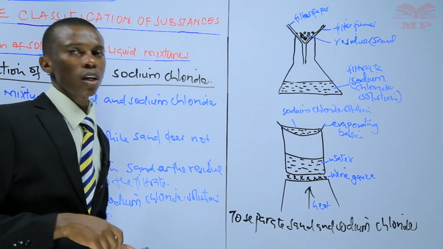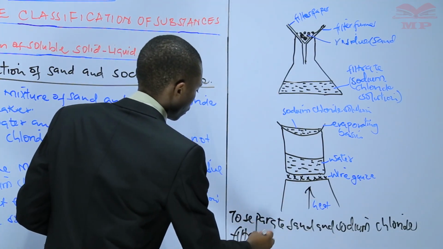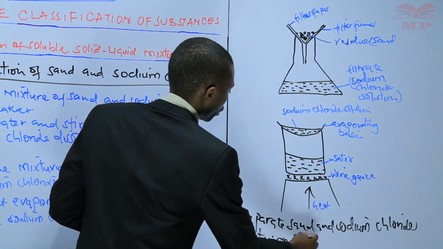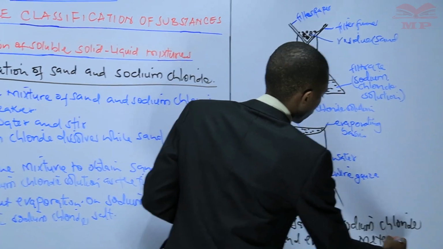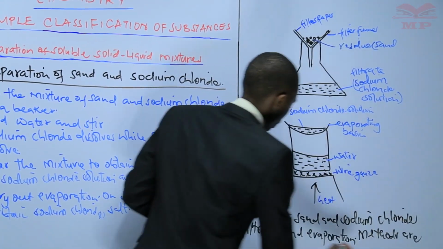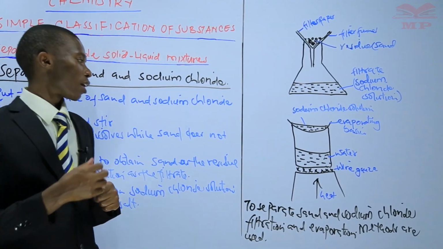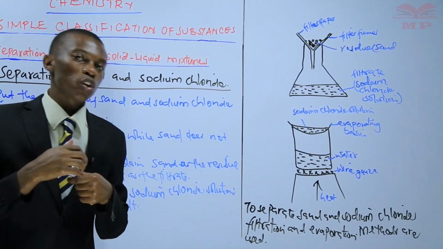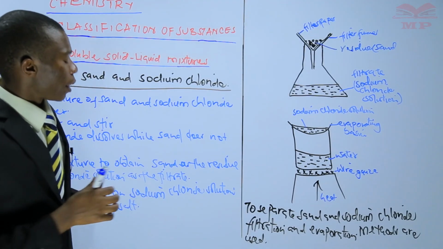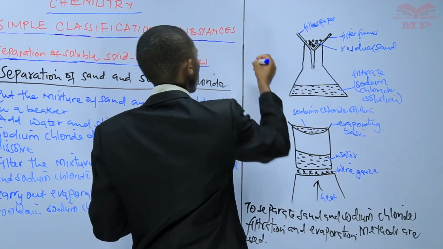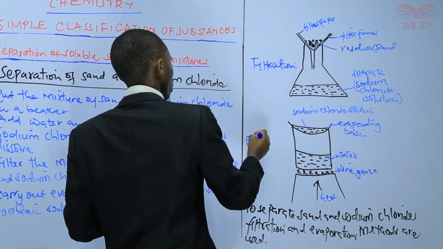Therefore, to separate sand and sodium chloride, filtration and evaporation methods are used. Therefore, this is filtration and this is evaporation.